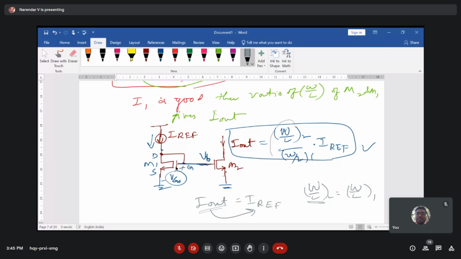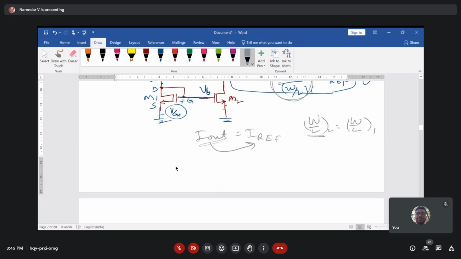So what you have to do is just play with the W by L ratios of your transistors, M1 and M2, and then you can generate the current I out that could be the same as your I reference, twice the I reference, half of your I reference, or multiple times of your I reference.